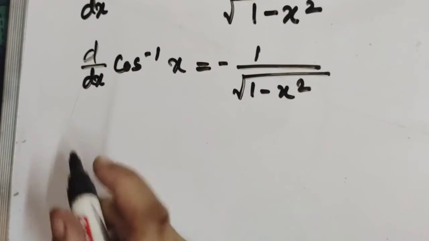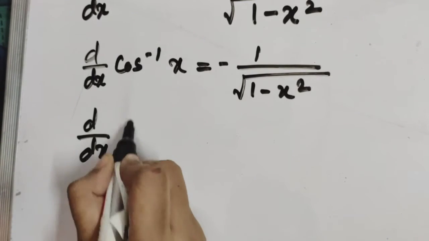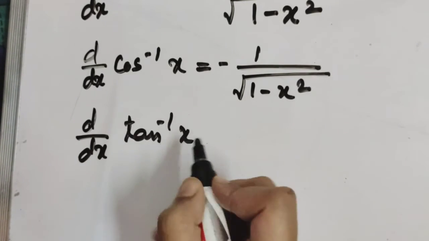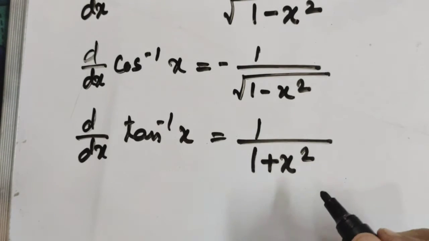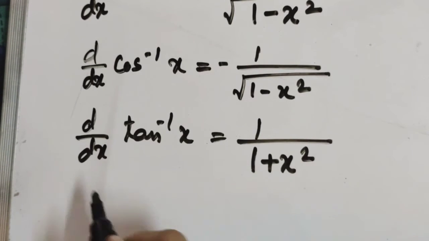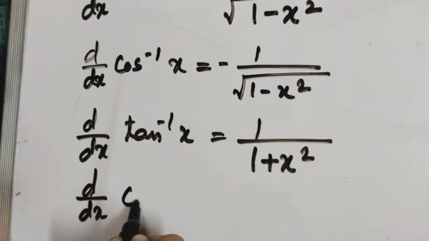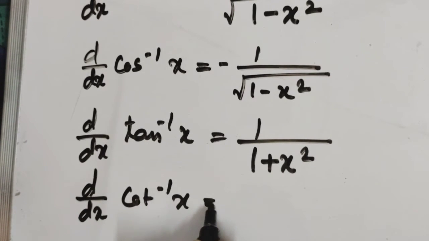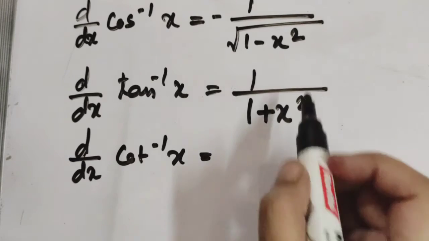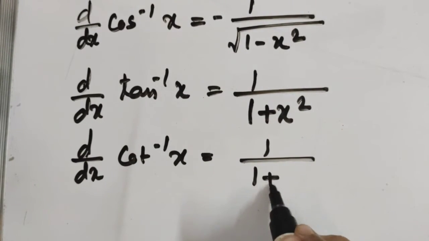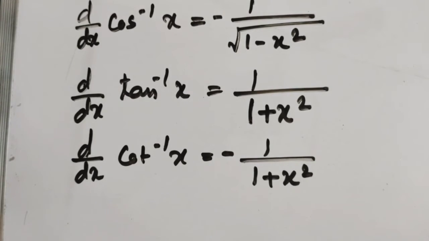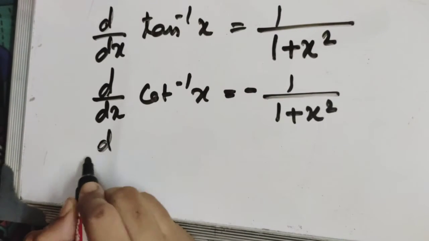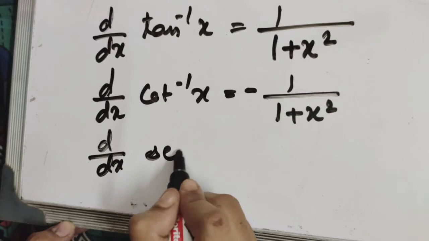Now what is the formula of tan inverse x? Tan inverse x, that is 1 by 1 plus x square. What is the formula of cot inverse x here? Here also the term 1 by 1 plus x square remains unchanged, but there is a negative sign.